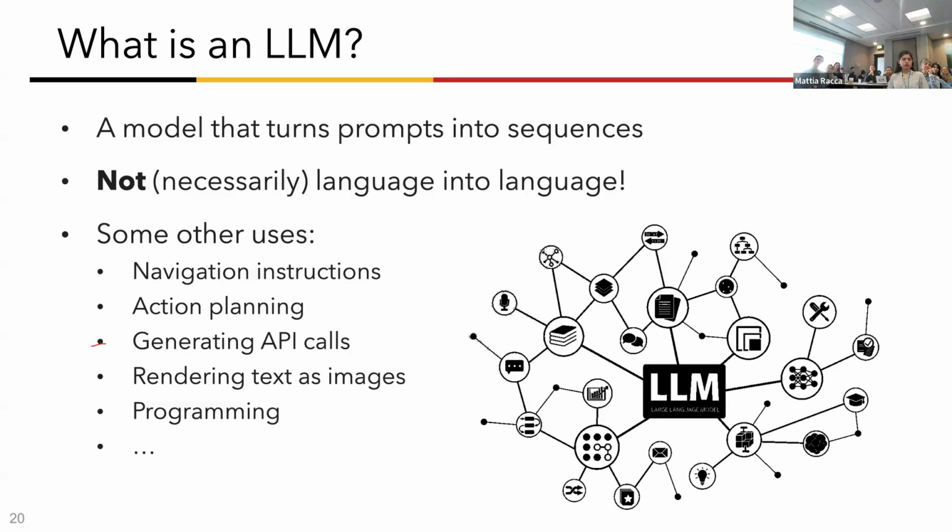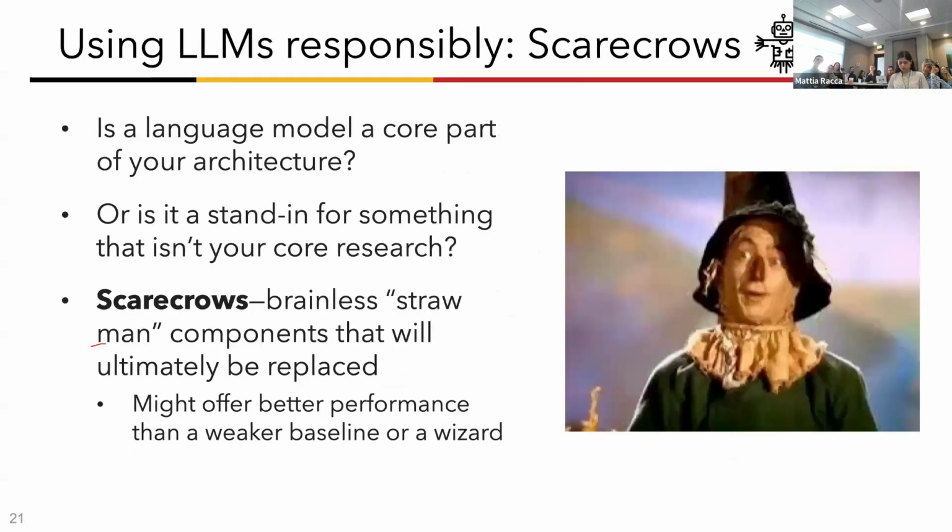People have used large language models for managing the action plans for a drone, for outputting images based on text, for programming, for all these things that don't revolve around language as we think of it. One of the questions that people could ask, and this is something that we brought up in an earlier workshop at this conference, is, are you using a large language model because it's appropriate? Are you using it because it's a state-of-the-art component for accomplishing something within your architecture? Or are you using it because it's convenient?